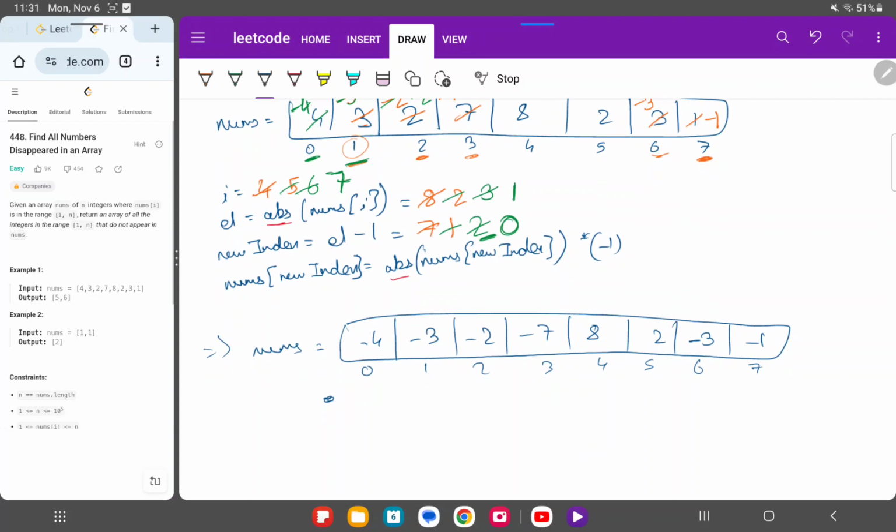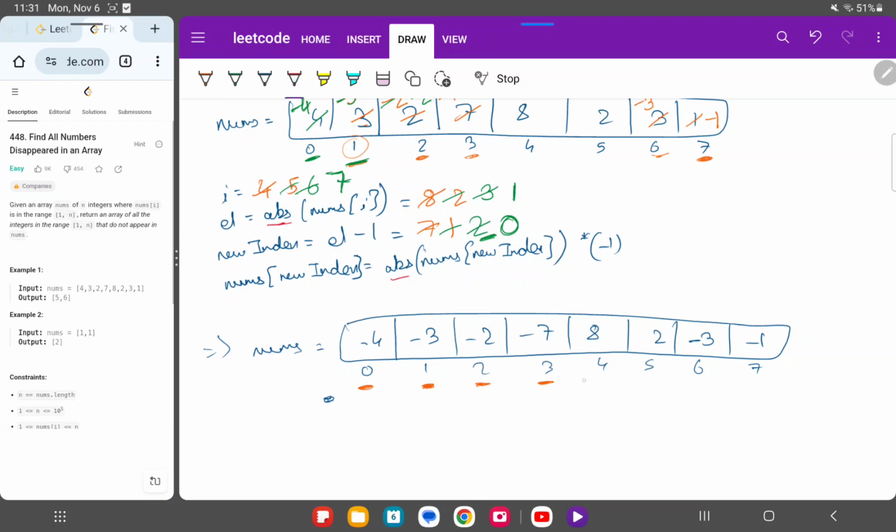Once this approach has been completed, once this loop has been completed, all we need to do is run an O(n) loop again to iterate over the array and see where the element values are positive. So in this case, i equals 0, the value is negative, so that means we have encountered this element, this is not missing. i equals 1, element value is negative, not missing. This is also negative, not missing, negative, not missing.